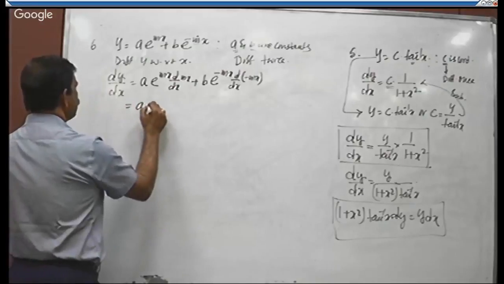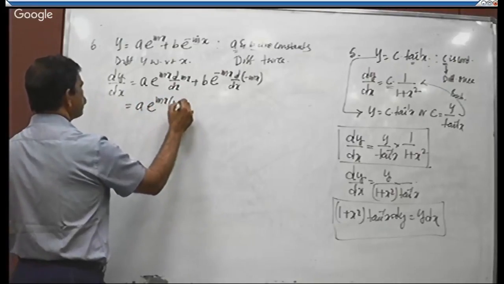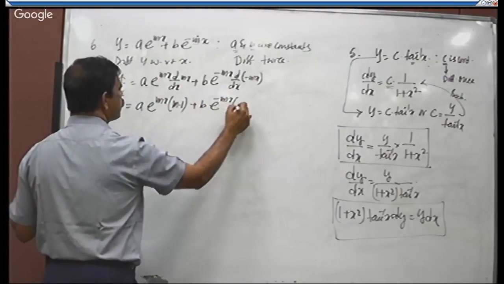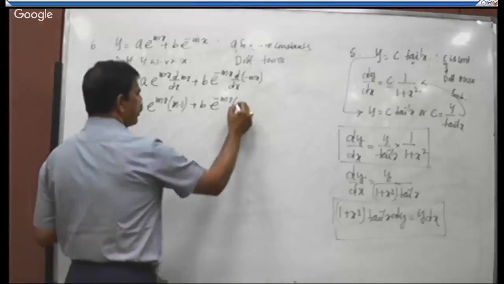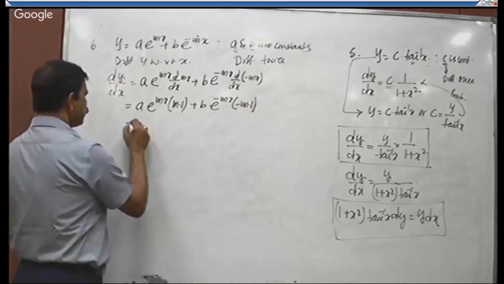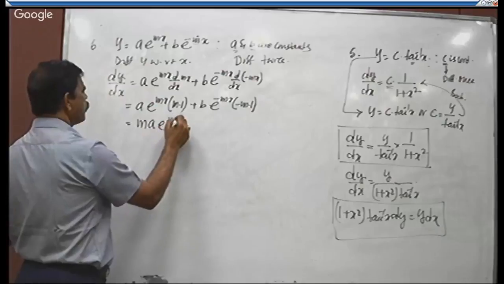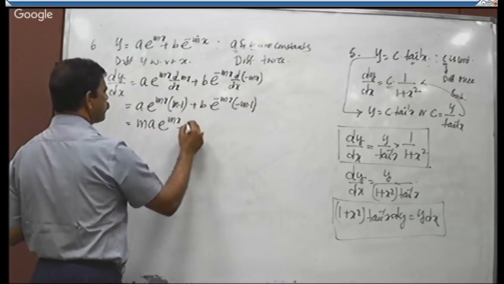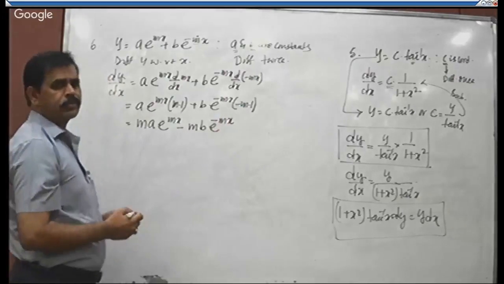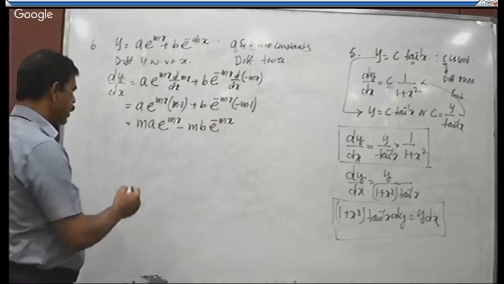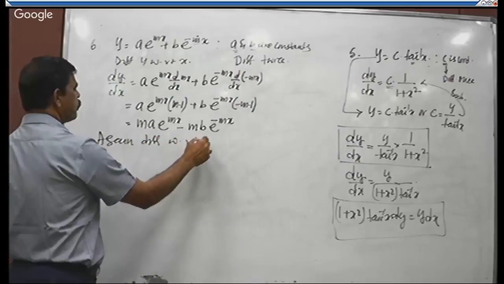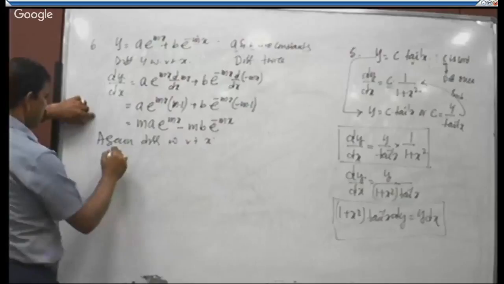A into e to the power of mx, differentiation of mx is m into 1, plus b into e to the power of minus mx, differentiation of minus mx is minus m into 1. It is m into a into e to the power of mx, plus into minus, minus m into b into e to the power of minus mx. So one time differentiation is over. Again differentiate this with respect to x. Then we will get what?